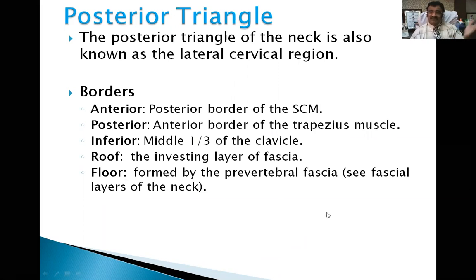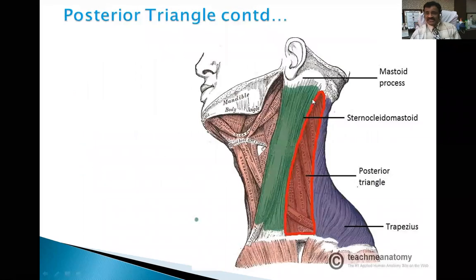So there are fascial layers of the neck. That can become another question. Here you can see the red margins which are showing you the posterior triangle of the neck. So here it becomes the anterior border. The posterior border of the sternocleidomastoid muscle becomes the anterior boundary of the posterior triangle.